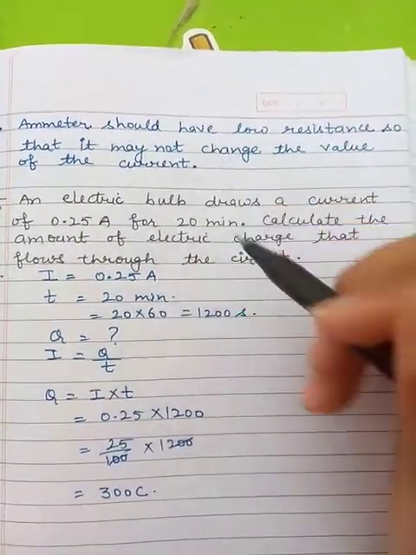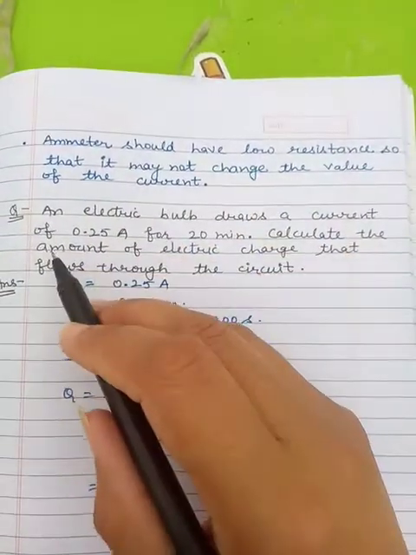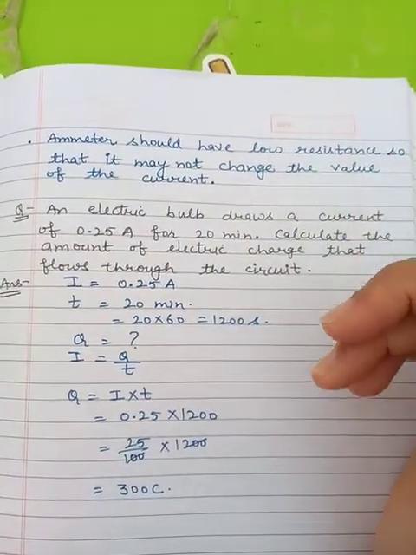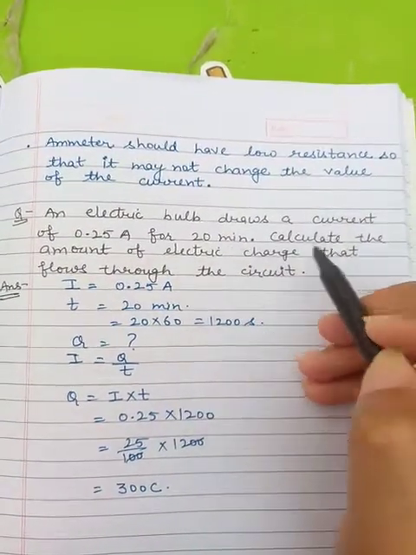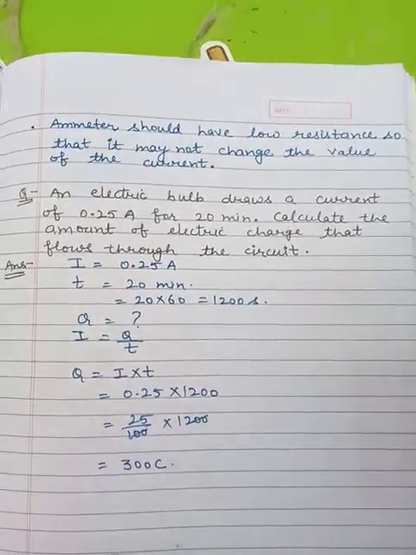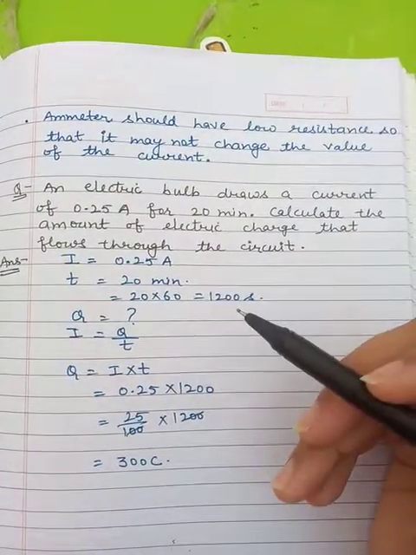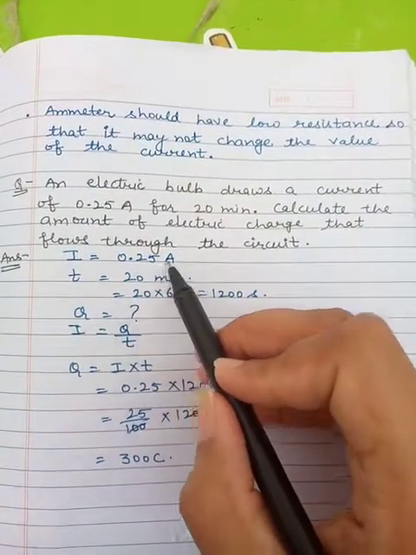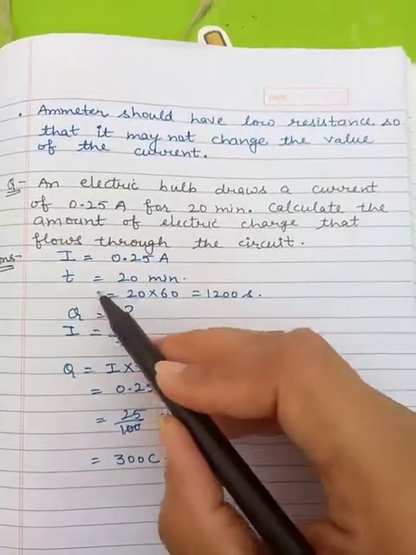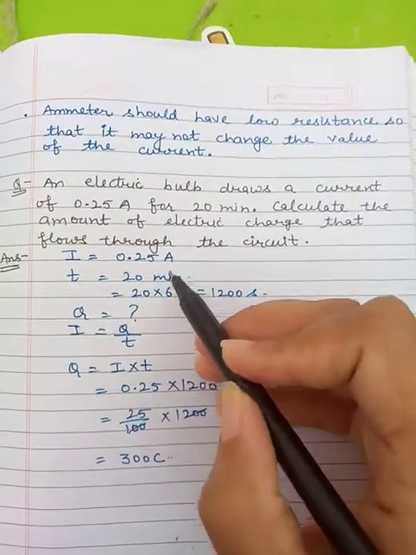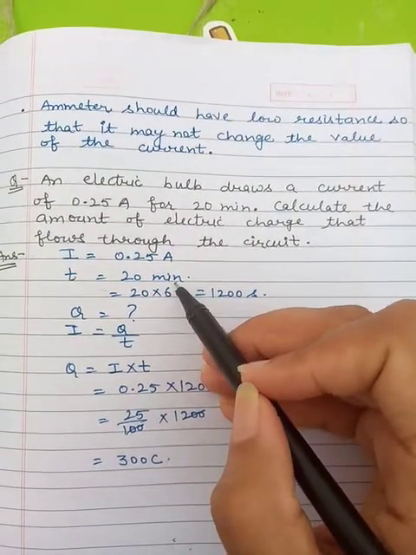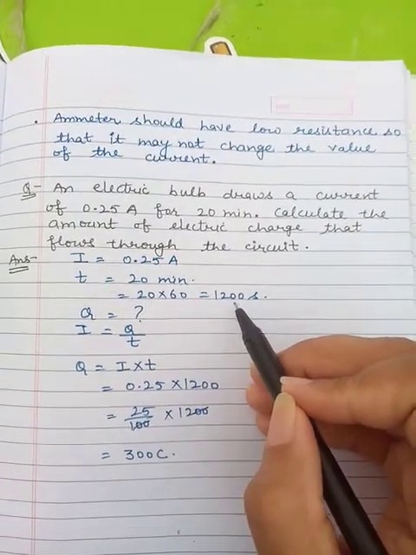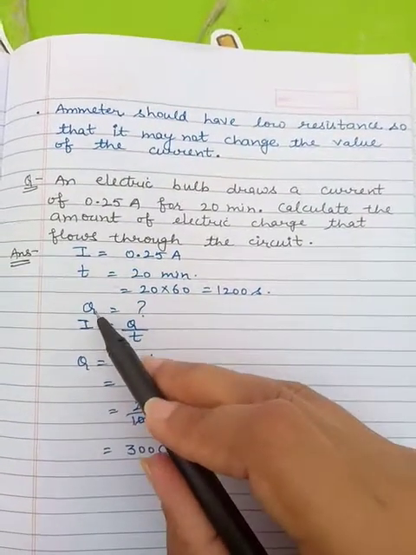Now we have the question: an electric bulb draws a current of 0.25 ampere for 20 minutes. Calculate the amount of electric charge that flows through the circuit. So in this question we have the current I is equal to 0.25 ampere and we have the time t is equal to 20 minutes. We will convert this minute into seconds. So 20 into 60, which is equal to 1200 seconds. And we need to calculate the charge.